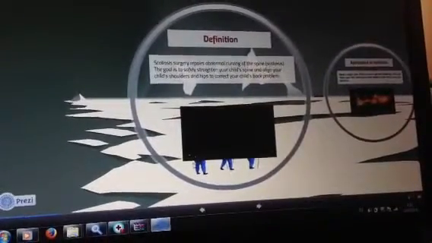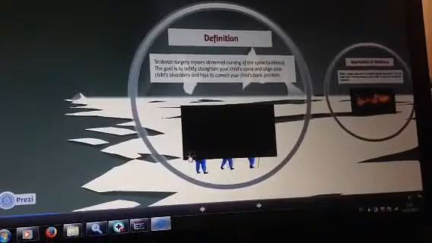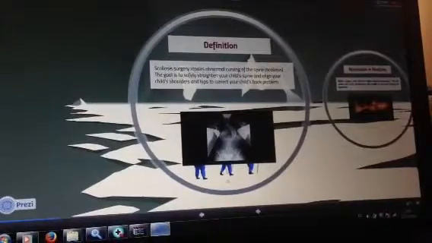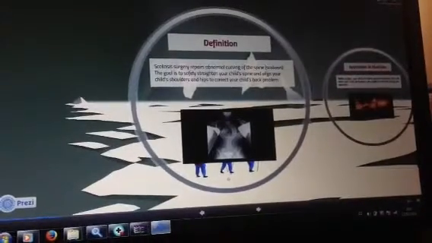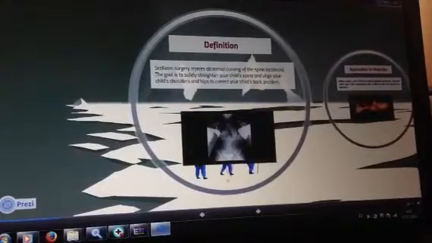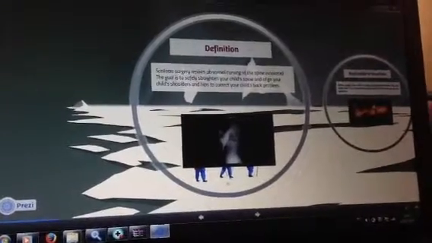The definition: scoliosis surgery repairs abnormal curving of the spine. The goal is to safely strengthen your child's spine and align your child's shoulders and hips to correct your child's back problem. Progressive thoracic idiopathic scoliosis.